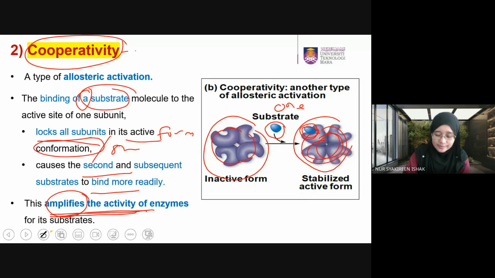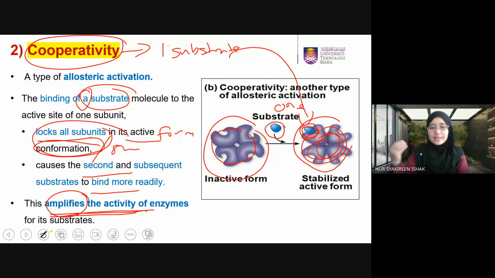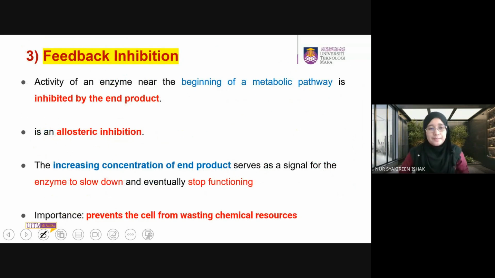Remember, cooperativity: one substrate binds to one of the active sites to lock all the subunits in the active form. So that is the keyword that you need to know. Okay, so next is feedback inhibition.